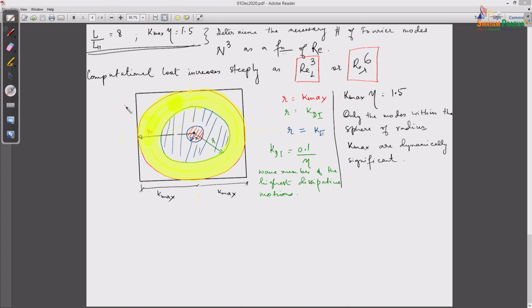This is something we said, and then we also saw that the computational cost increases steeply as the cube of the Reynolds number of the turbulent flow, and the Reynolds number of the microscale movements of length scale, which I am representing by lambda. So, 6 times of that. So, it increases really very sharply, right.